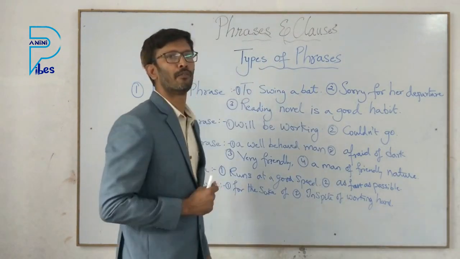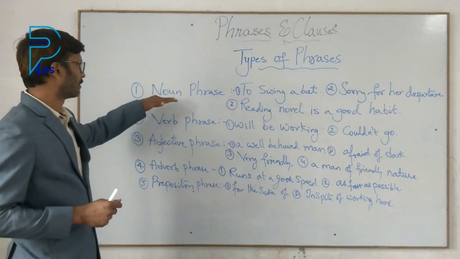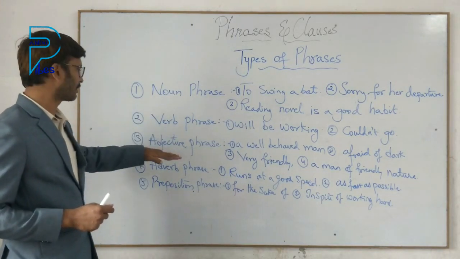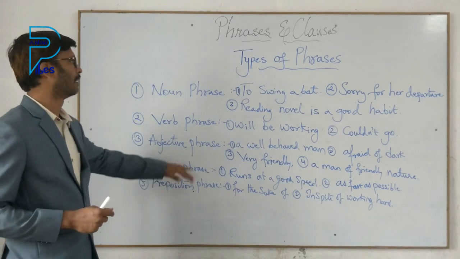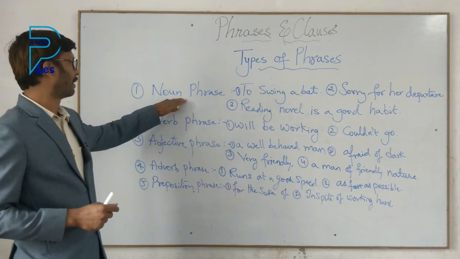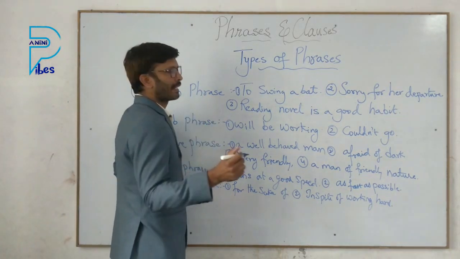Now, the types of phrases. We have 5 types of phrases: noun phrase, verb phrase, adjective phrase, adverb phrase, and prepositional phrase. Let us go with an example of a noun phrase. Noun phrase: to swing a bat.